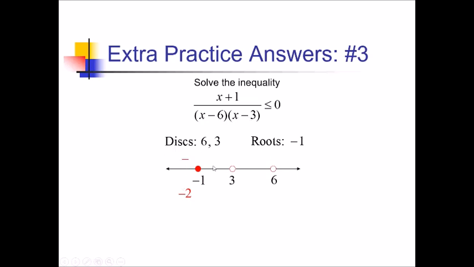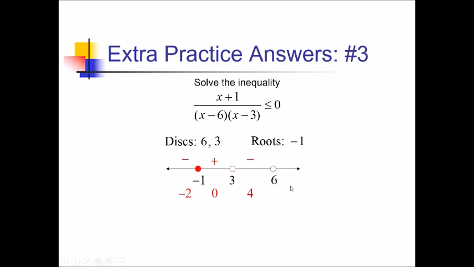3 negatives, odd number of negatives, negative overall result. Now between negative 1 and 3, I can use 0. 0 plus 1 is positive. Minus 6 gives us a negative, also negative if I do 0 minus 3. That's an even number of negatives, 2 to be precise, so that's a positive overall result. And now between 3 and 6, I'll use 4. 4 plus 1, positive. Minus 6 is a negative. 4 minus 3 is a positive. Just one negative gives us a negative result.